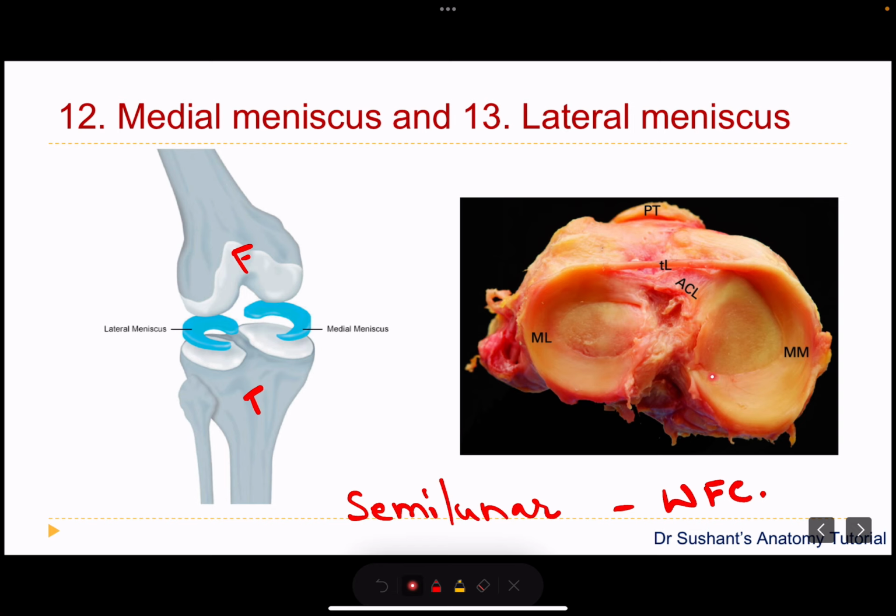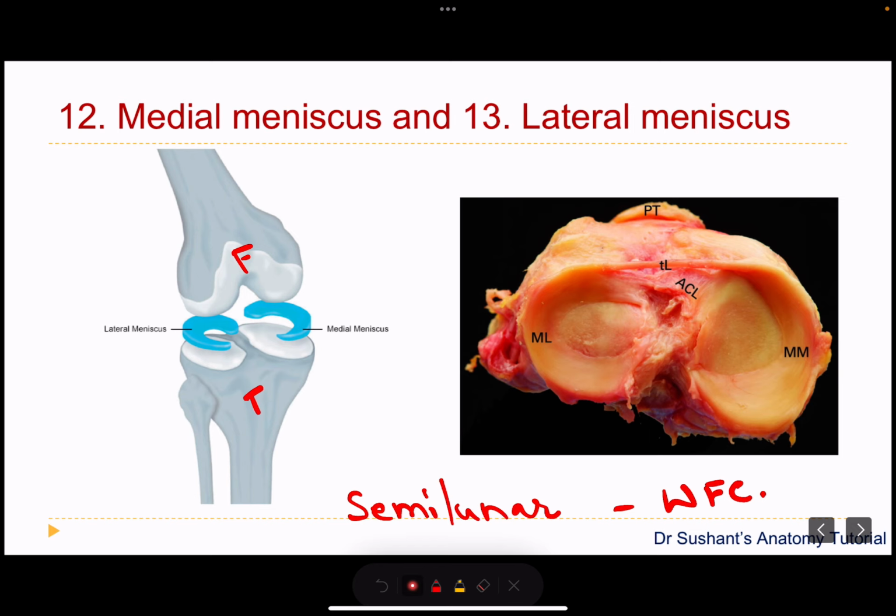Both horns are attached to the intercondylar area of the tibia by ligaments. Now when you look at the lateral meniscus, the lateral meniscus is smaller. It forms about 4/5 of a circle, and its parts are the posterior horn and anterior horn. It has a superior surface which is concave and an inferior surface which is flat, with a medial concave margin and a lateral convex margin.